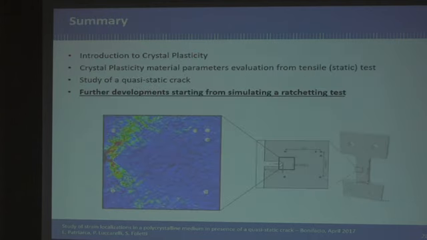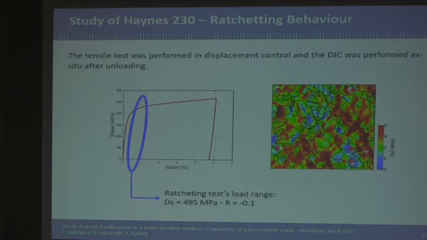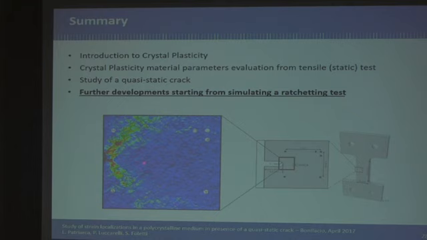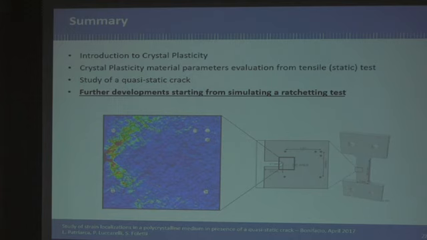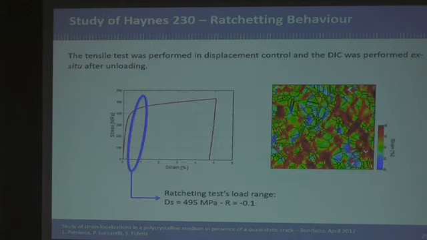Now I just want to spend, as I said, 1 or 2 minutes more on the developments that we are now doing on these simulations and experiments. Basically, this is the tensile experiment that we performed on this material. Since we want to propagate this crack on this sample, and we want to start working on the observation of the development of plasticity and crack closure, we need to see if our model is also able to capture ratcheting, because these phenomena will be responsible for the development of plasticity and crack closure effects. So the idea was to machine another sample like the one that we used for the tensile test, and to perform a ratcheting test in this region of the stresses.